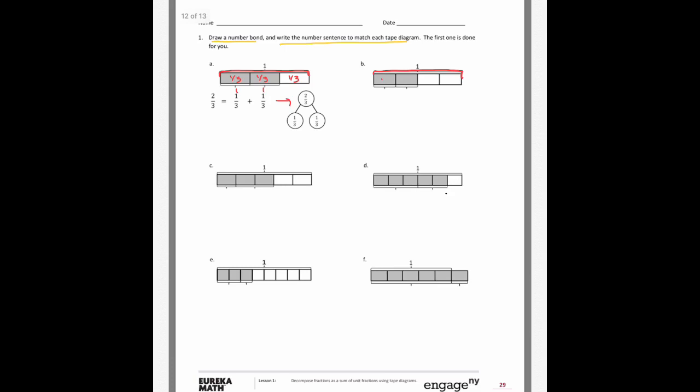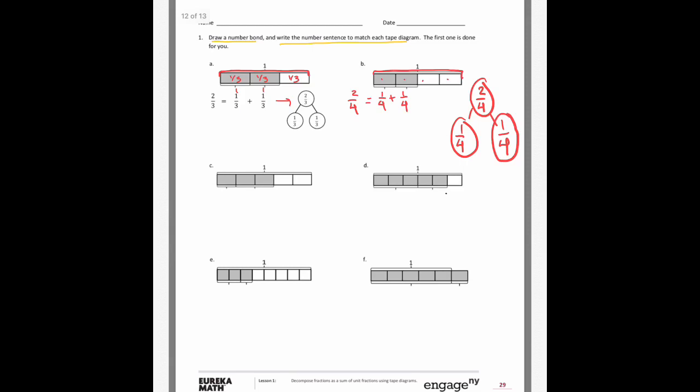So on part B, if we look at the whole, it's not thirds anymore. I count 1, 2, 3, 4. That means each one is going to be 1/4. And there's only 2 shaded parts, so when I add them together, 1/4 plus 1/4 will give us 2/4. So in my number bond, I'll have 2/4 broken down into 1/4 and 1/4.